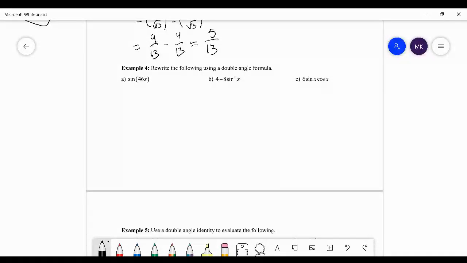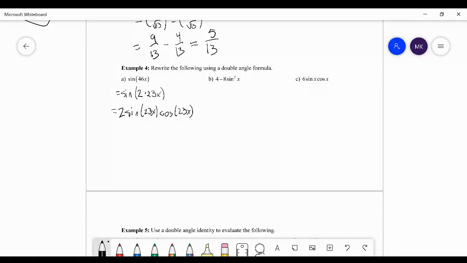We look at this first example, A, sine of 46 times x. We're like, well, that's not a double angle, but it's also not a single angle. But if you remember what I said at the very beginning, if we had like 10x, that could be written as 2 times 5x. So this is just equal to sine of 2 times 23x. And so then if I apply the double angle formula for sine, this becomes 2 sine of 23x times cosine of 23x.